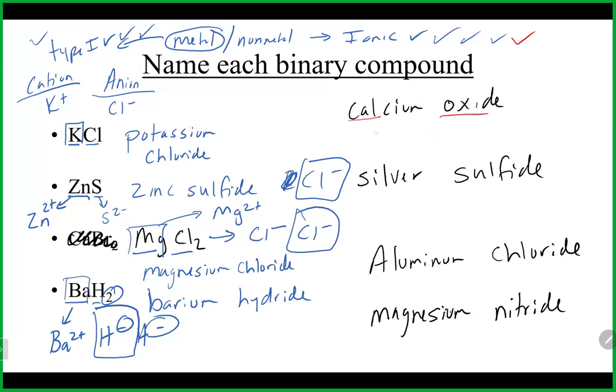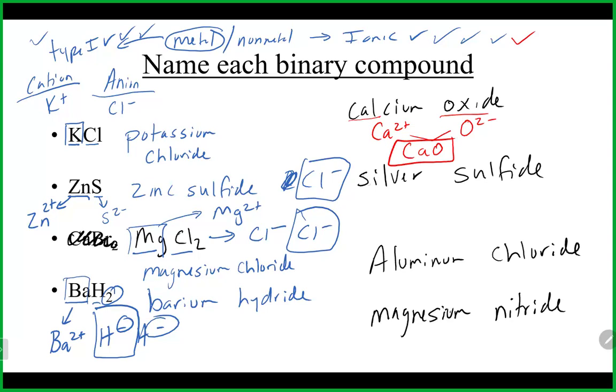So calcium, which is group 2, plus 2. Oxide, which is oxygen, group 6, minus 2. Now we're ready to put this together like we've done before. Plus 2 and minus 2 is one of each of those. That'll get the job done in this case, a little CaO action.